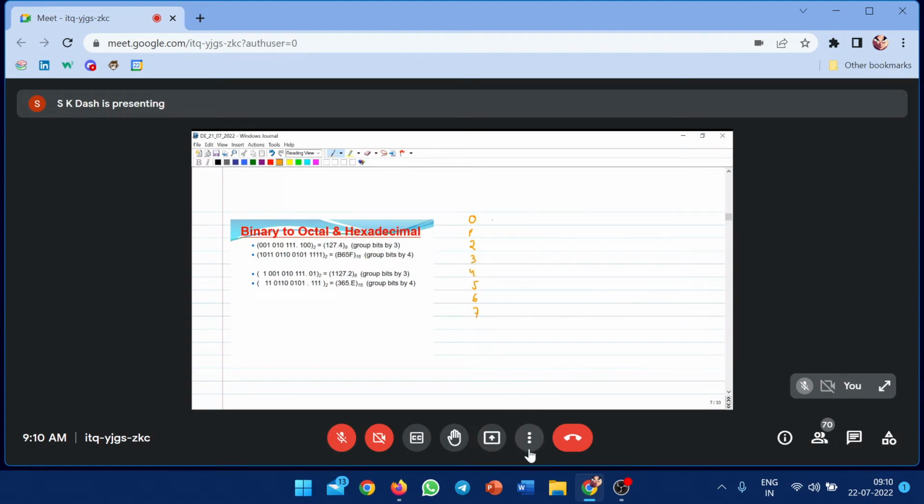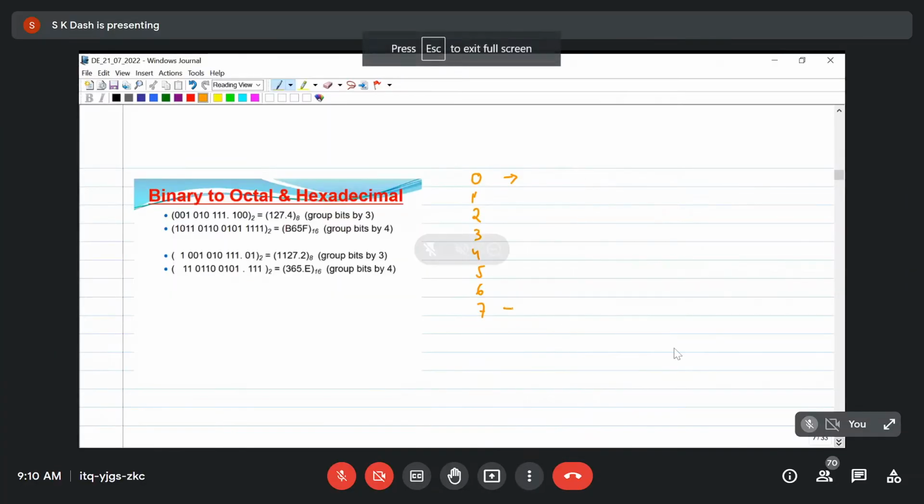So what will be the equivalent of 0 to 7 in terms of binary? What will be 0? Zero. Okay, 0. What will be 7? Triple 1 will be 7. So a minimum of 3 bits are required to represent 7. So all of this I will write in terms of 3 bits only.